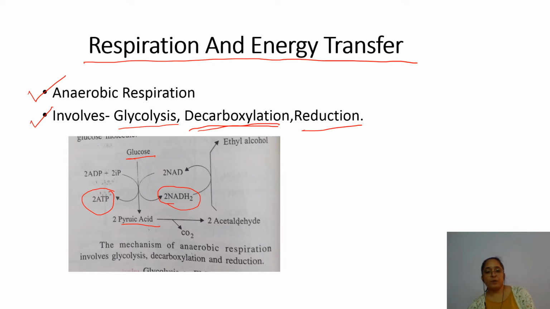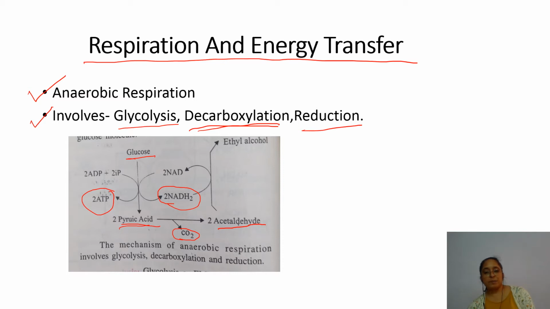Now here pyruvic acid or the pyruvate will undergo decarboxylation. Here you can see carbon dioxide is released. Decarboxylation takes place in the presence of the enzyme pyruvate decarboxylase to give acetaldehyde. Now here this acetaldehyde we got.